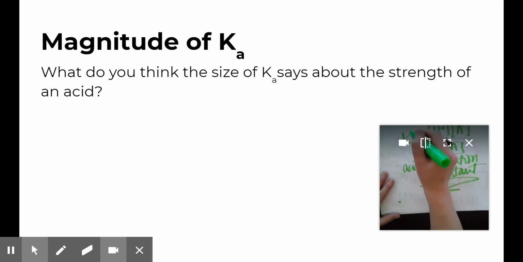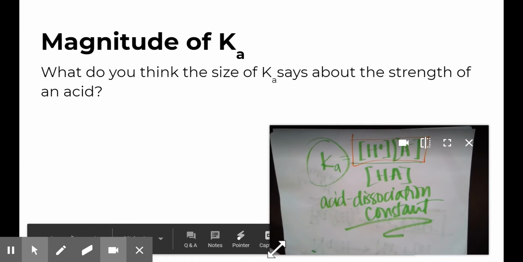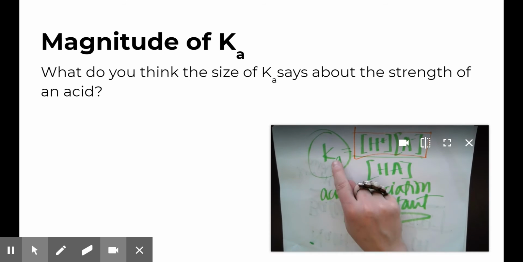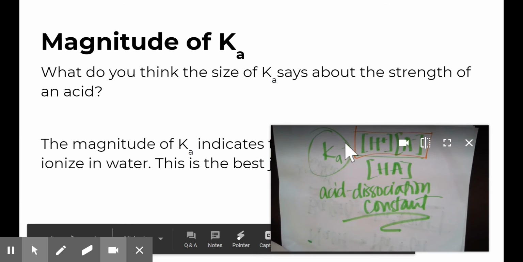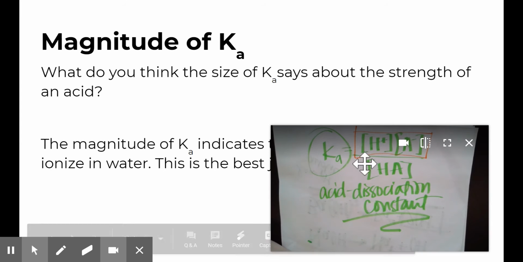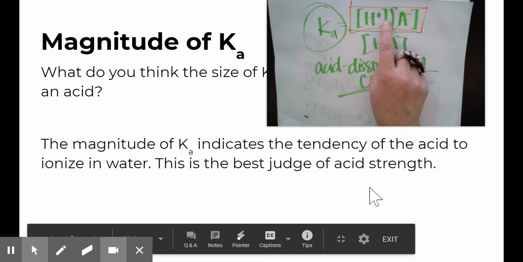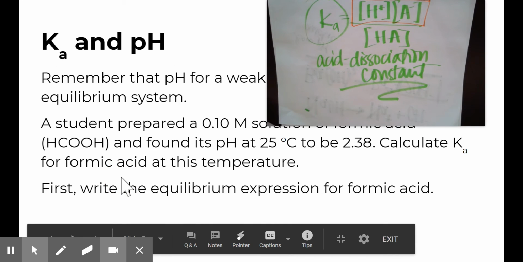Okay, so big K, right? Big K means we have a lot of product, right? Which are those ions. And the more you ionize, the more strength you have as an acid, right? So a big K is going to say that you are better at ionizing, which means you are stronger. Okay, hope that's working out for people.